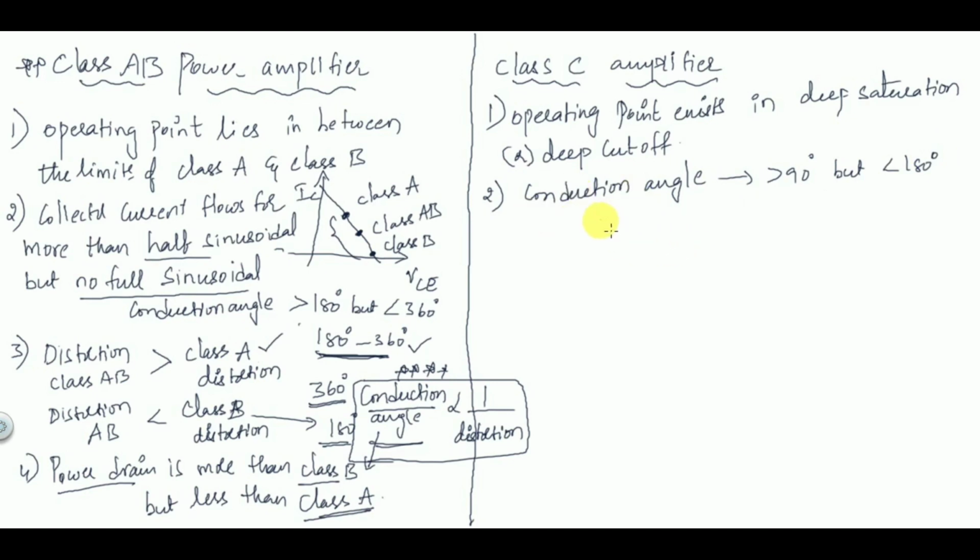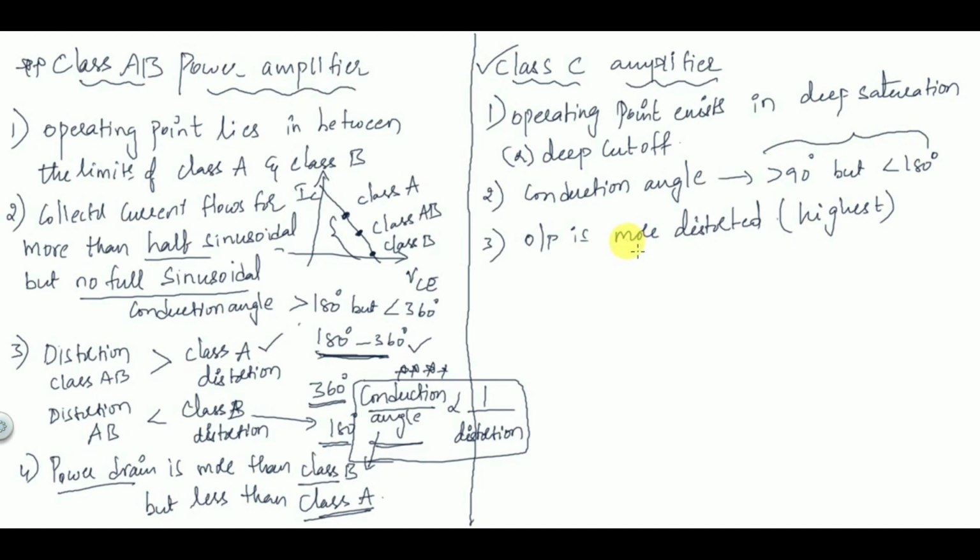Since the conduction angle is very small, the output is more distorted when compared to other power amplifiers. The highest output distortion occurs in the case of class C power amplifier because its conduction angle is very small when compared to other power amplifiers.